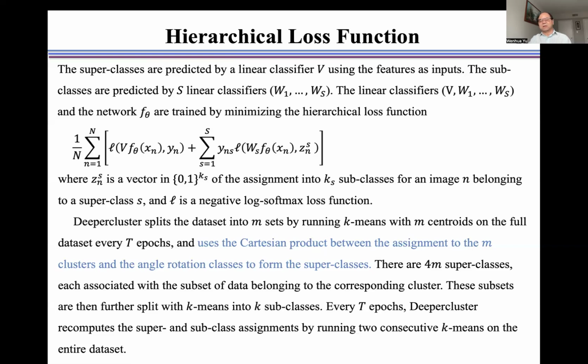Every t epochs, DeeperCluster recomputes the super and subclass assignments by running two consecutive k-means on the entire data set.